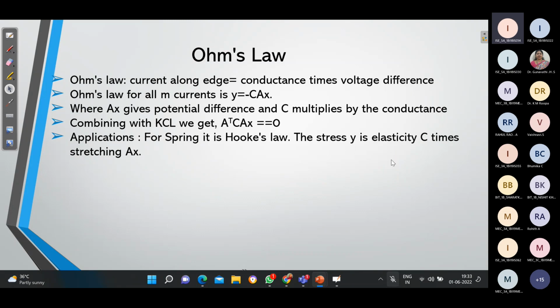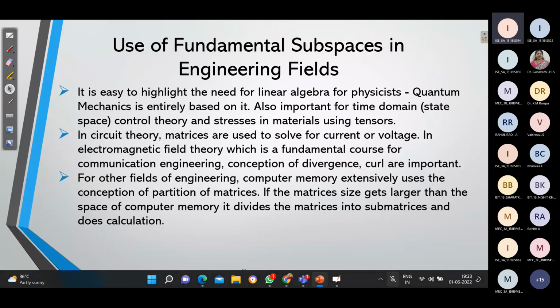If you relate that to Ohm's law, elasticity is the conductance here, multiplied with stretching. We have the voltage difference in Ohm's law, whereas with Hooke's law we have the stretching. So this is how Ohm's law can be applied to any other application. This is a simple example of an application of Ohm's law.